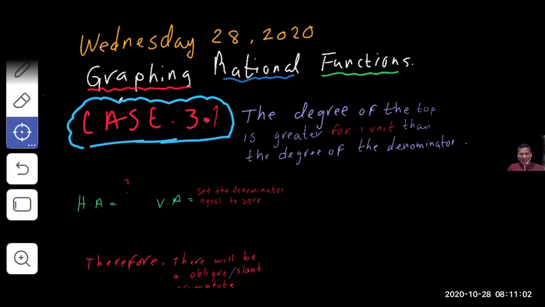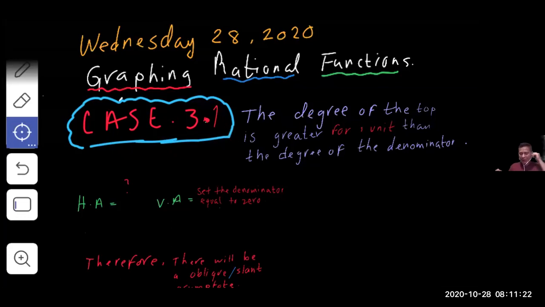Okay, welcome to today's class. What I want to try to explain, guys, is how to graph fractional functions. But we have different cases, right? Today we're going to get on board with the case 3. This is going to be the 3.1 because we have a tiny difference, which I'm going to explain later.